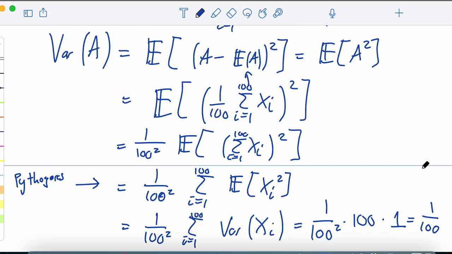Any questions or comments about that calculation for the variance? Feel free to stop me if it's too fast or if there's a step that I should explain. This is a chance for you to ask.